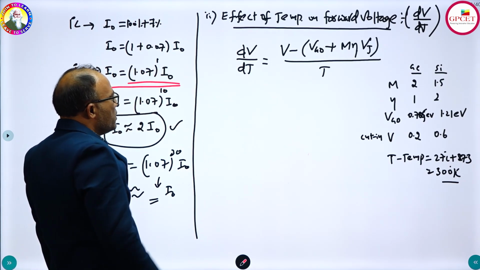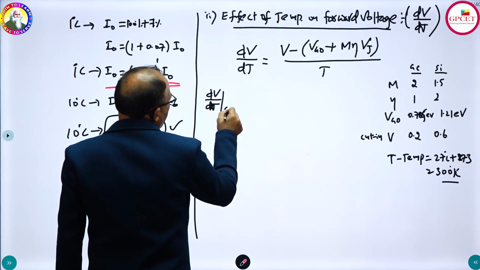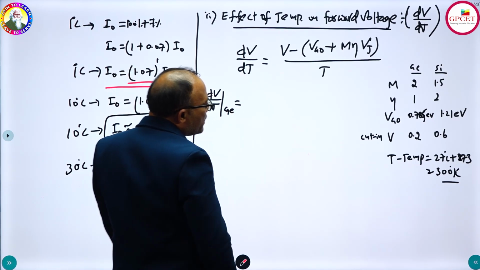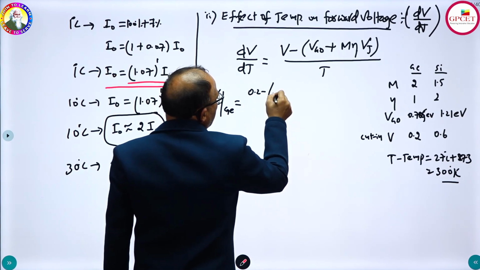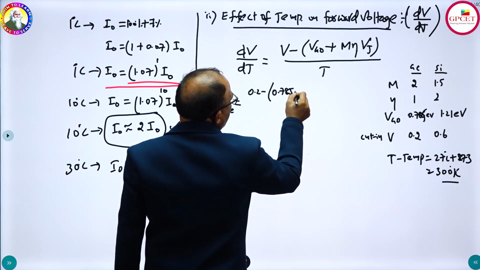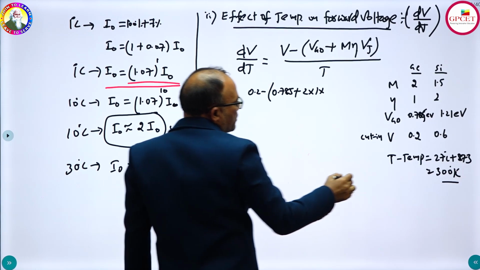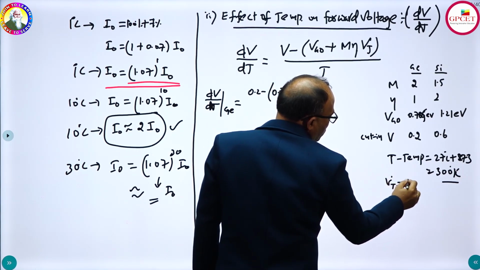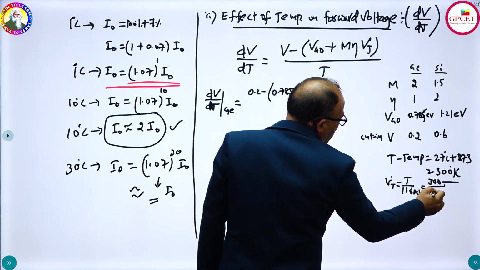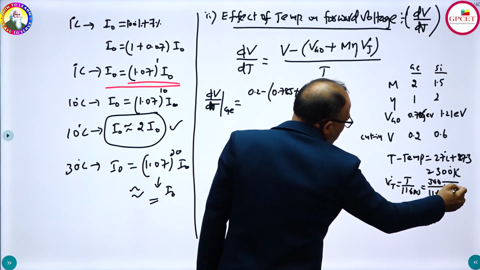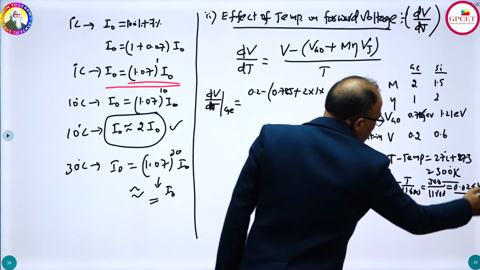Now substituting all these values for germanium and silicon, I got dV by dT for germanium equal to: first apply the cut-in voltage for germanium, V is equal to 0.2 volts, minus Vg0, 0.785, plus M times eta 1 times Vt at room temperature. Vt is equal to how much? T by 11,600. T is 300 degrees Kelvin divided by 11,600. Already we have found this is equal to 0.026 volts or 26 millivolts.